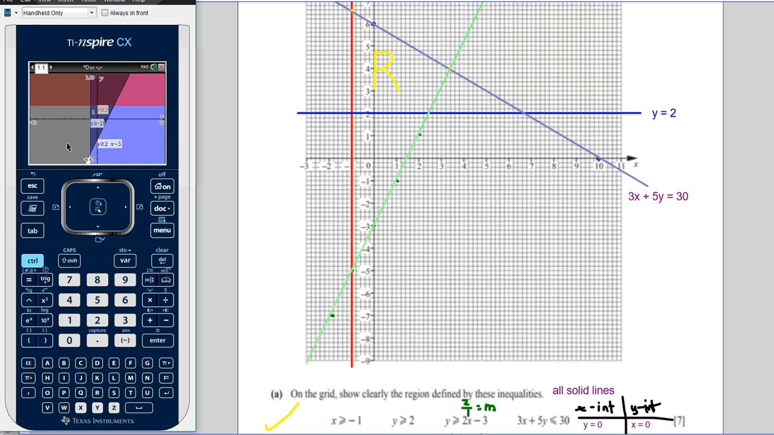which is 3x plus 5y is less than or equal to 30. If you don't type in things correctly, obviously things are going to go wrong. So always check what you're typing in. And this time it's less than or equal to 30. So it should be this one. Always have a look at it before you graph it. See, did you type in the right thing?